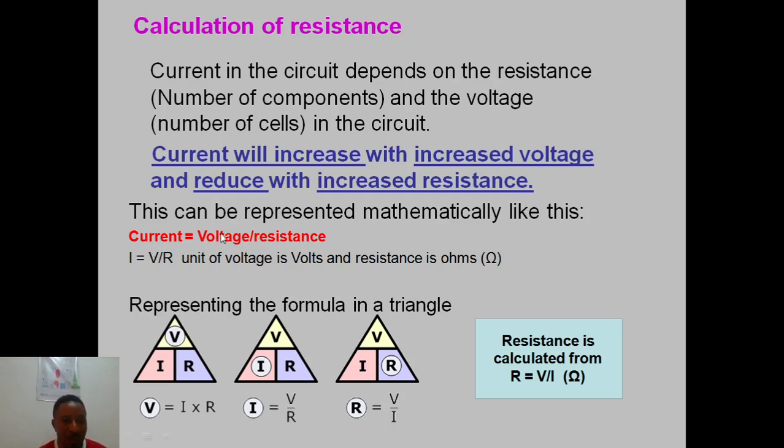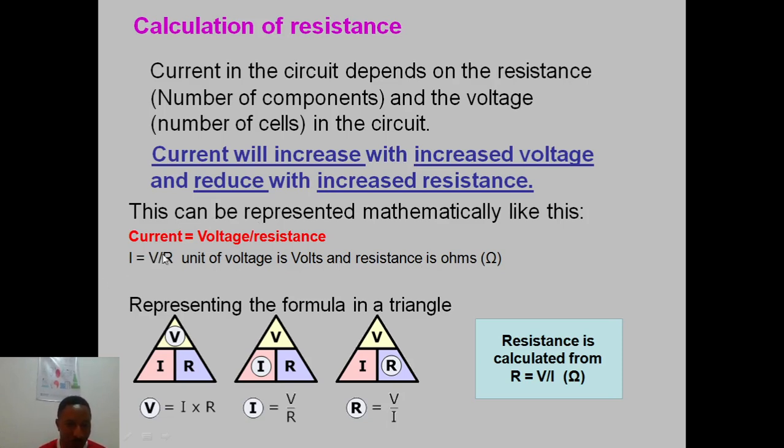Current increases with voltage, but current decreases when the resistance is high. So with that, we can represent it in this formula this way: I equals V over R. The unit of voltage is volts and resistance is ohm.